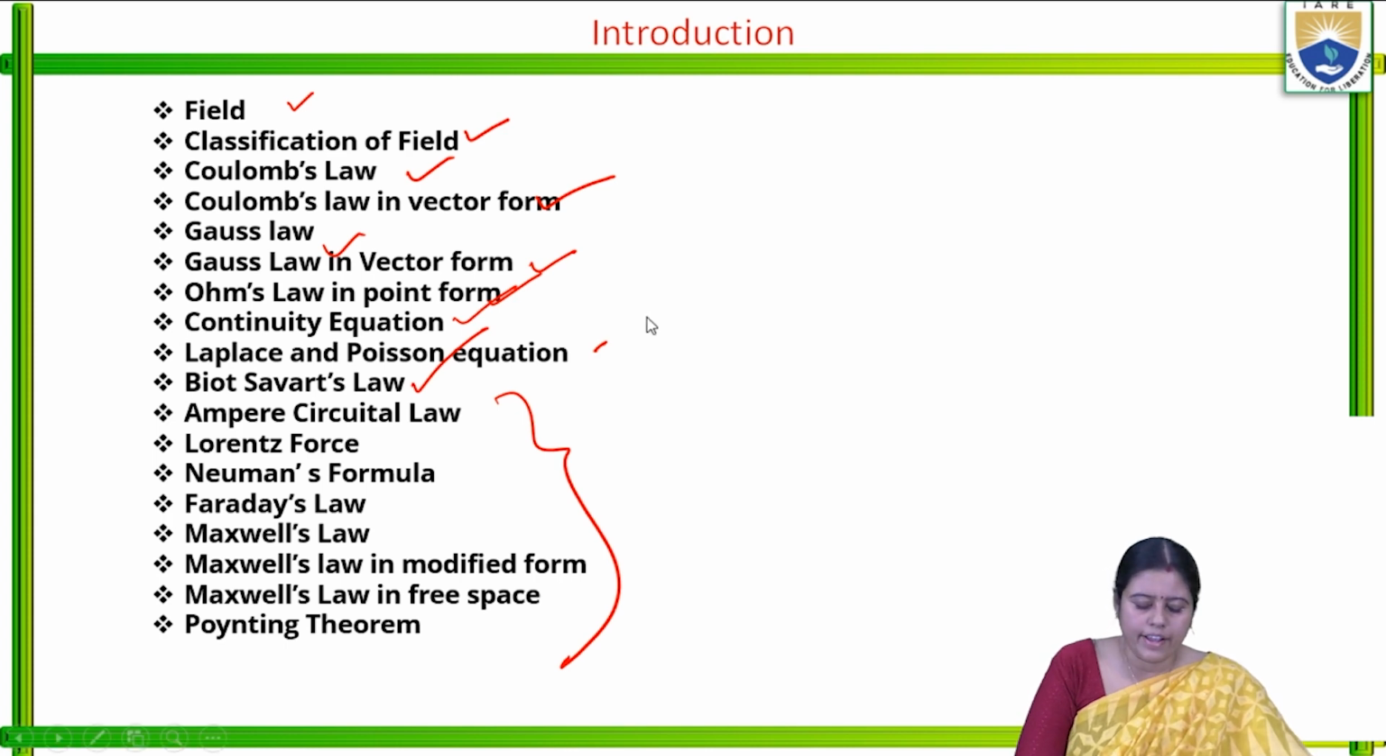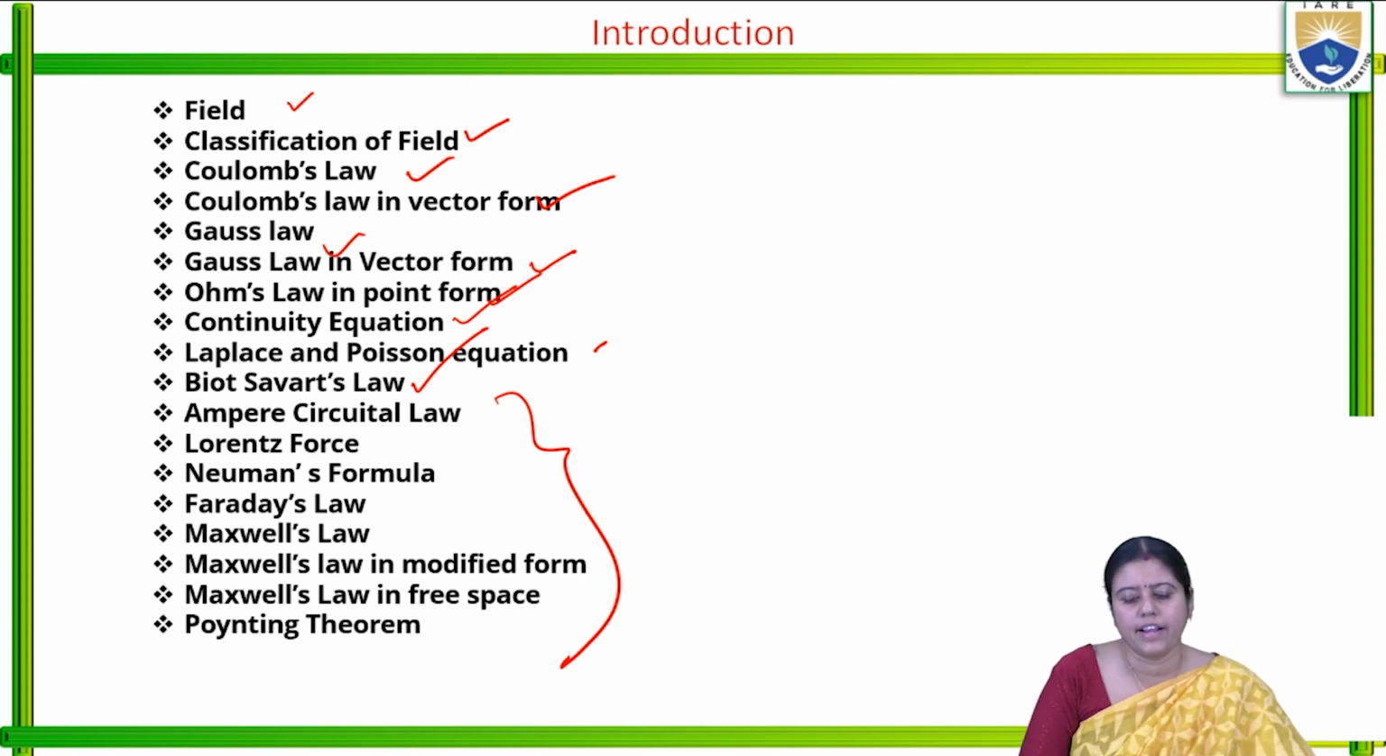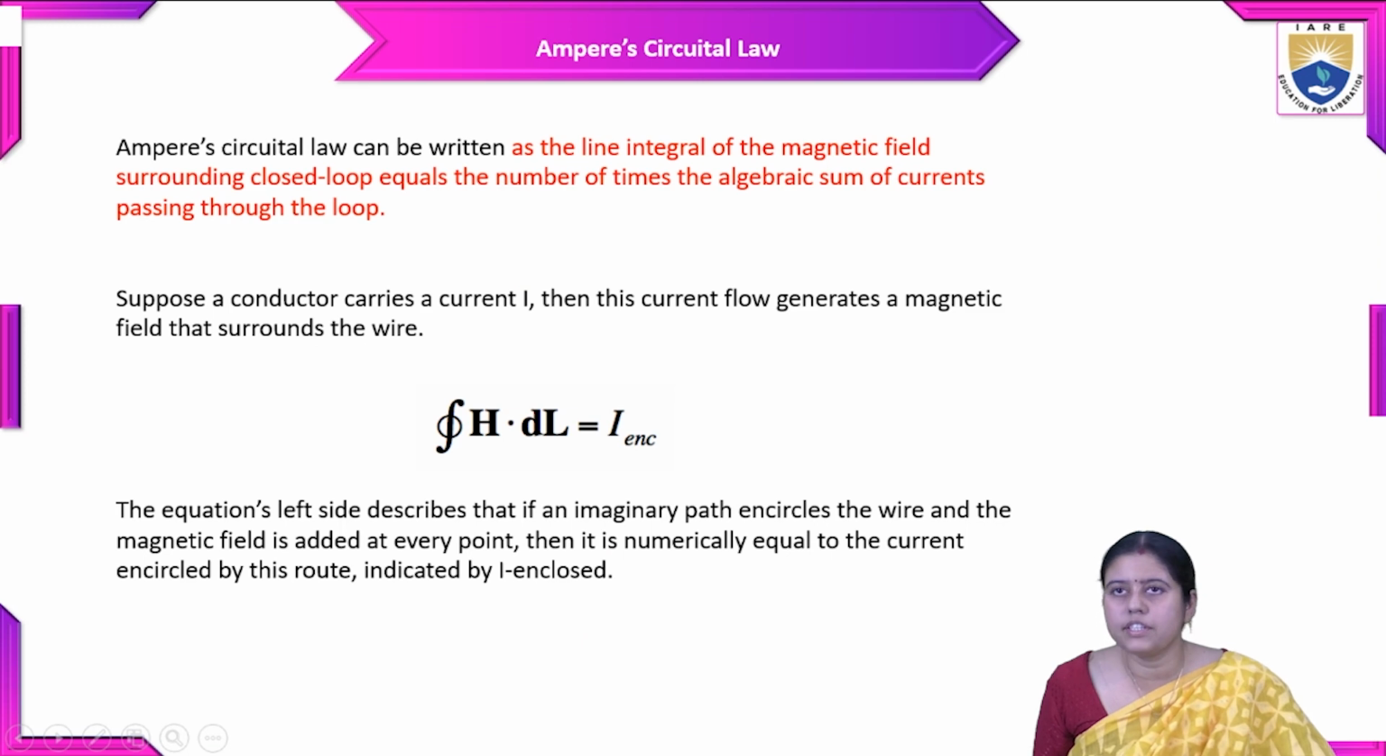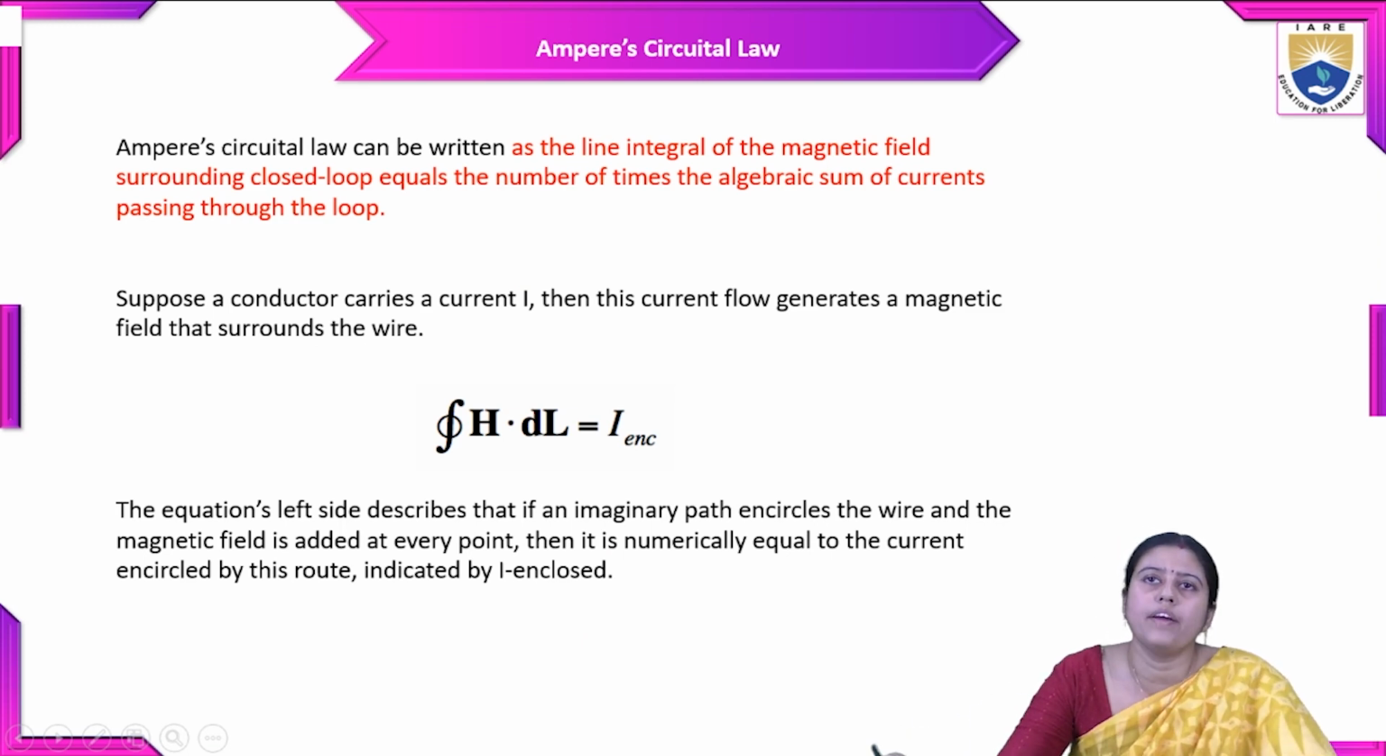So this is my next lecture. We will continue from here. The first part is over, and now we will discuss the second part. We will start today's lecture with Ampere's circuital law. Ampere's circuital law we get from the modified Biot-Savart's law.